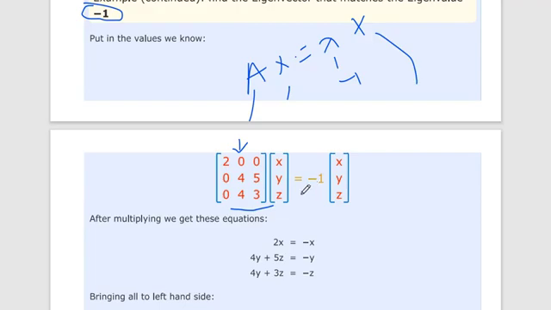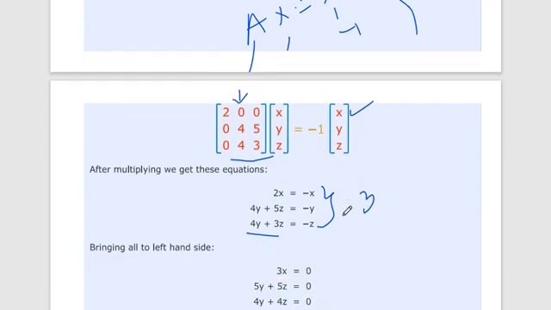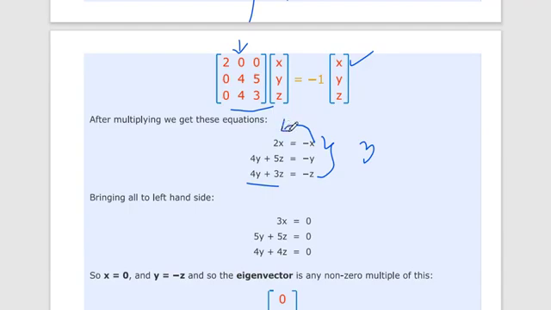Multiplying this, we get 2x, 4x plus 5y, and 4y plus 3z. You all know multiplication: first row first column, second row first column, third row first column, and compare with this -x, -y, -z. So we now have 3 equations and 3 unknowns. After solving we get the values of x, y and z. So if we bring everything to the left side, this becomes 3x is equal to 0, 5y plus 5z is equal to 0 and 4y plus 4z is equal to 0.